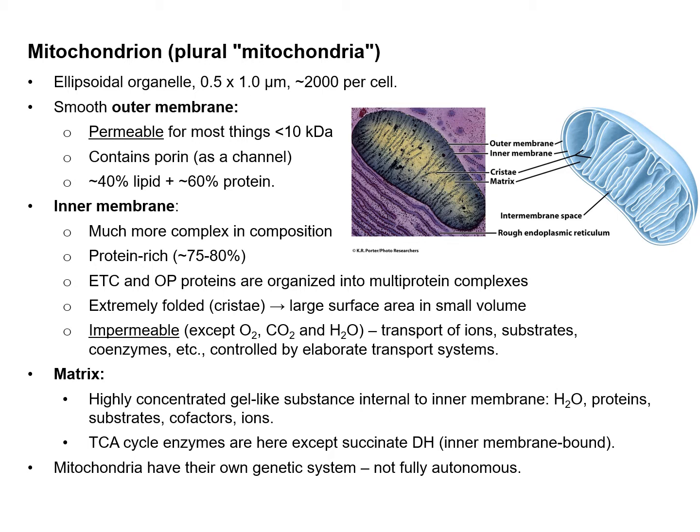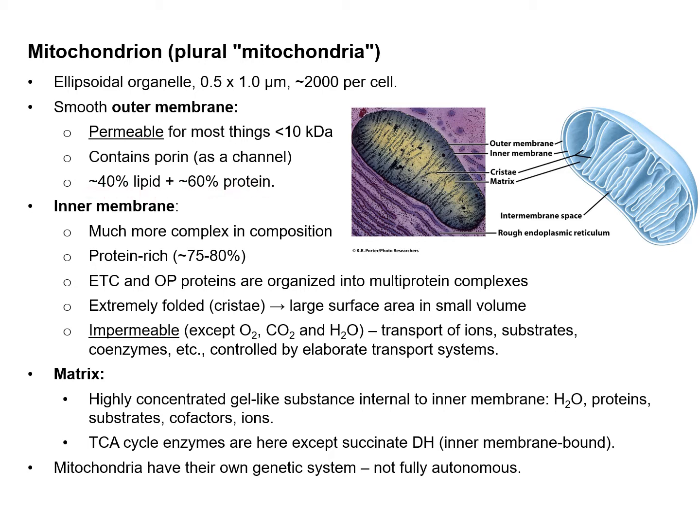When you look at the structure of a mitochondrion, there is an outer membrane, which is permeable to most of the things that are smaller than 10 kilodaltons, and it contains porins, which work as channels, so there are a lot of things that can freely diffuse in and out. And the composition is about 40% lipid and 60% protein.